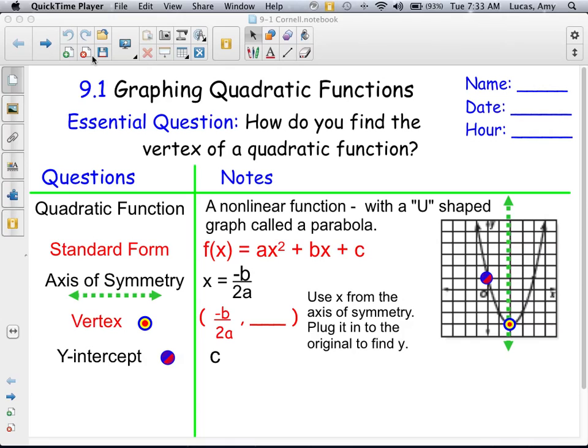And the y-intercept is the easiest one to find. Where your quadratic crosses the y-axis is the blue and red circle on the graph, and that is found in the equation by the letter c, just the letter c.